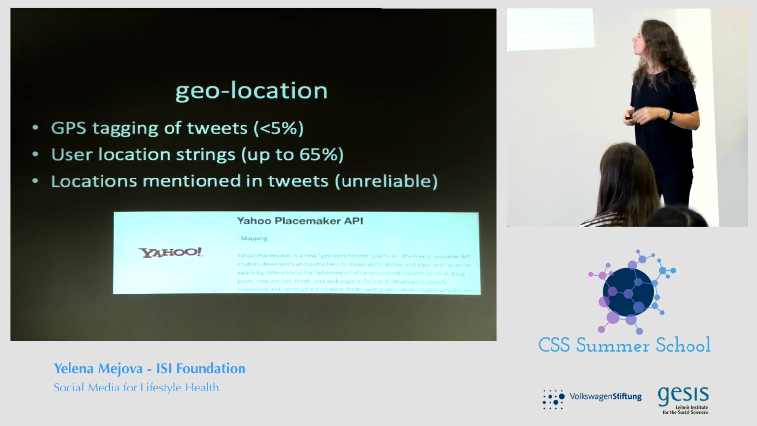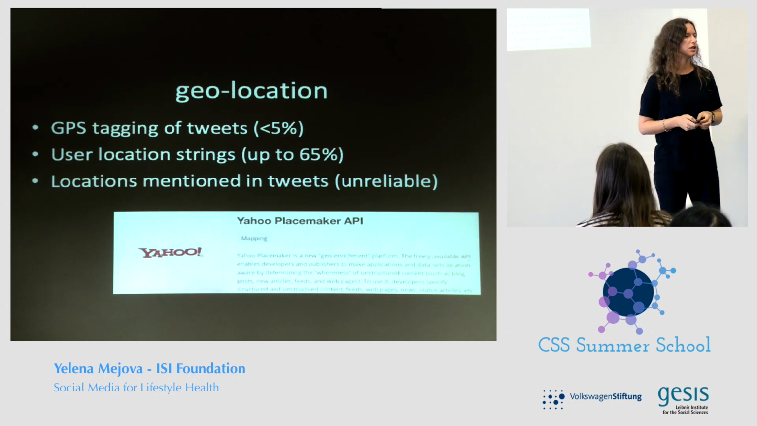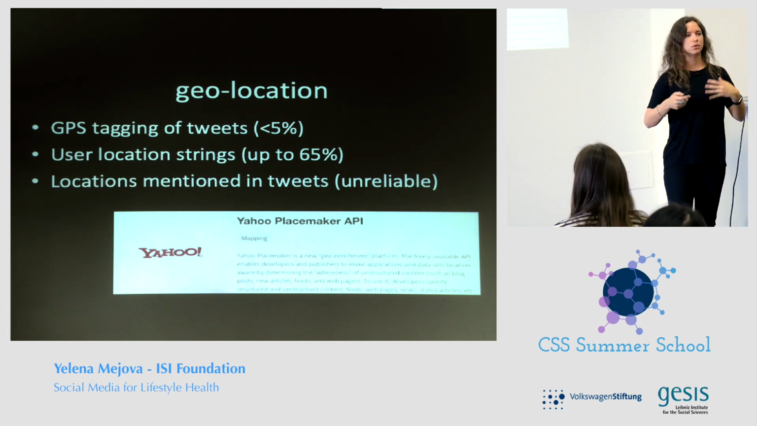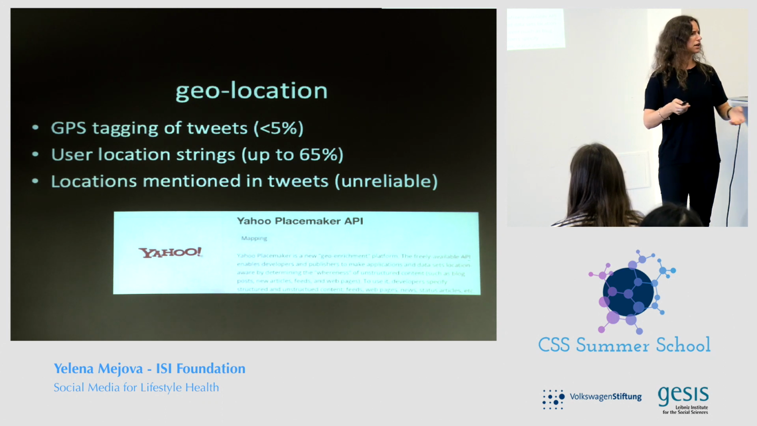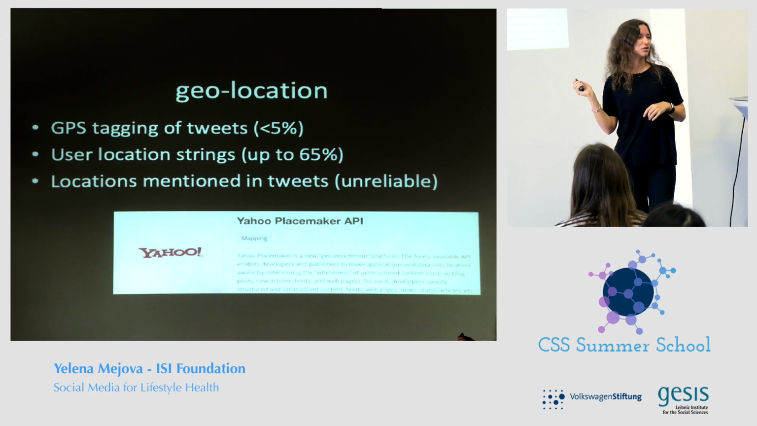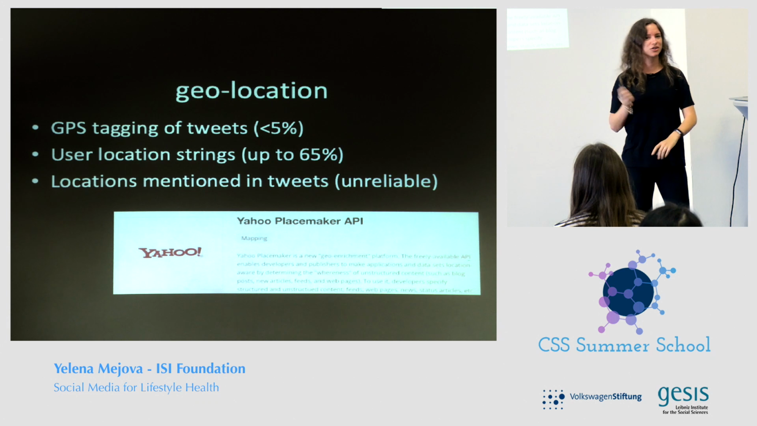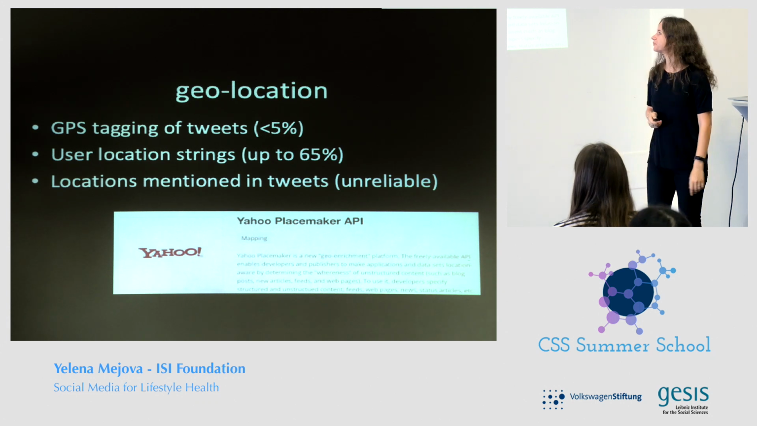So for example, here we used the Yahoo Placemaker API, but there are many other APIs that will ingest text and give you actual location ID, other things. But in fact, I'm not sure it works anymore. So Yahoo has been phasing out its services. So I'll show you another one later.